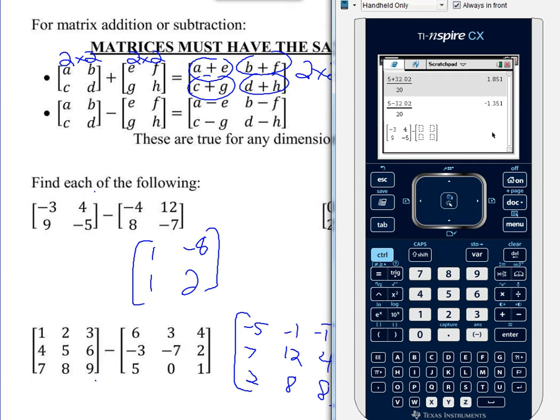And then I need -4 and 12 and 8 and -7. I've entered the problem exactly how I see it. Press enter, and there's my answer. 1, -8, 1, 2. So you can do addition and subtraction with your calculator involving matrices in that way.